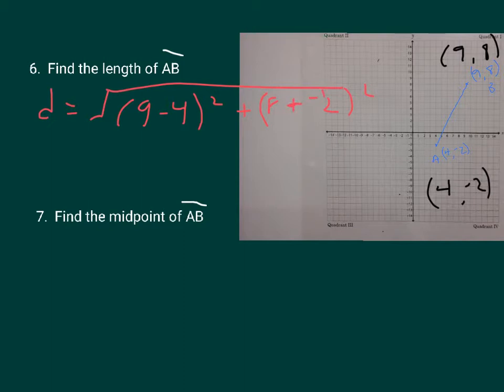And simplifying, we get 5 squared. This is 25. I'm just going to do that work here. So 9 minus 4 simplifies to be 5, and 5 to the second power is 25. 8 plus 2 is 10, and 10 to the second power is 100. So we're going to get the square root of 125.